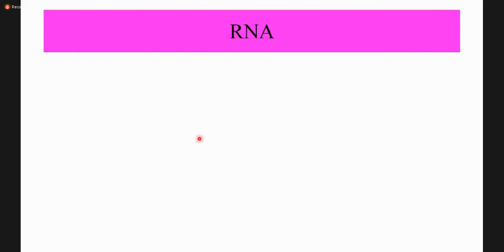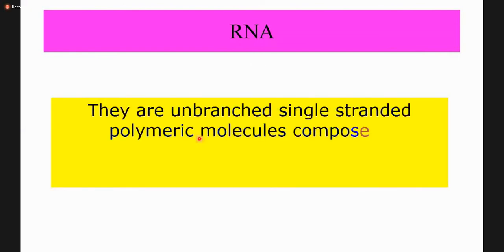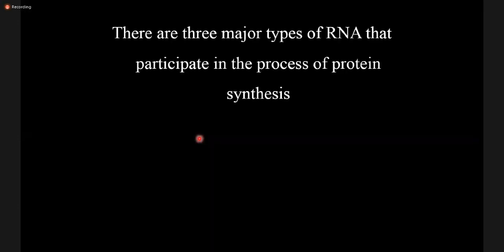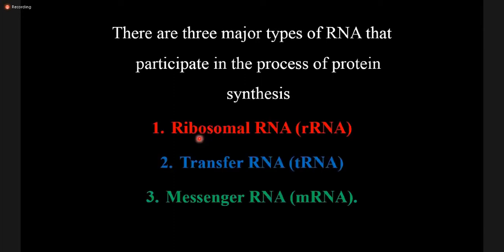Coming to the RNA, they are unbranched single-stranded polymeric molecules composed of nucleoside monophosphates joined together by phosphodiester bonds. So they are unbranched single-stranded polymeric molecules, unlike DNA. As DNA is a double helical structure, the RNA is a single-stranded polymeric molecule. There are three major types of RNAs that participate in the process of protein synthesis: ribosomal RNA, transfer RNA, and messenger RNA. These are the three major types.